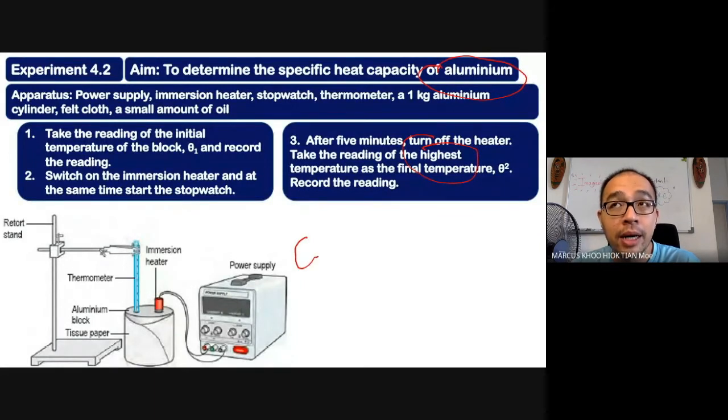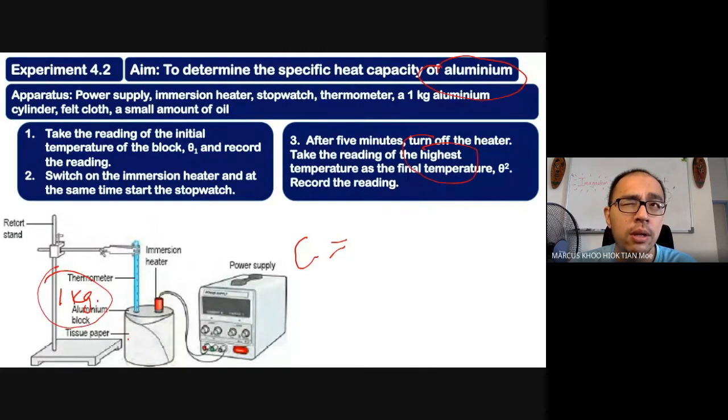Okay, I can't remember what the value of C is, but basically the setup is the same. Almost the same, except that this one uses an aluminium block, and usually the aluminium block is already 1 kg. This one is found in the lab. Our lab has quite a lot of aluminium blocks, usually about 1 or 2 kg. So in this setup, it is 1 kg.